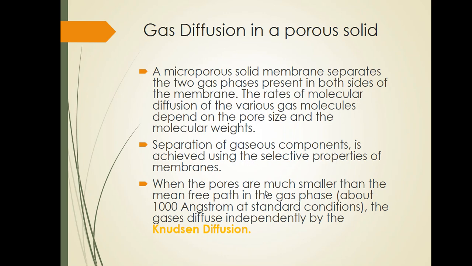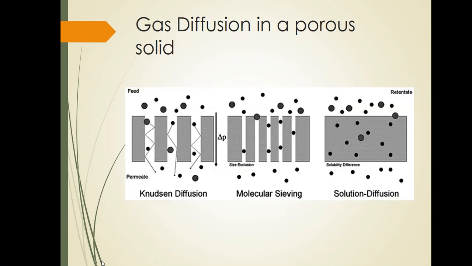When the pores are much smaller than the mean free path in the gas phase, about 1000 angstrom at standard conditions, the gas diffuses independently by Knudsen diffusion. Now let's look into the manner in which these gas molecules diffuse through the membrane. In Knudsen diffusion, as you can see here, you have the feed, and you have these membranes, and the permeate is able to pass through the membrane.